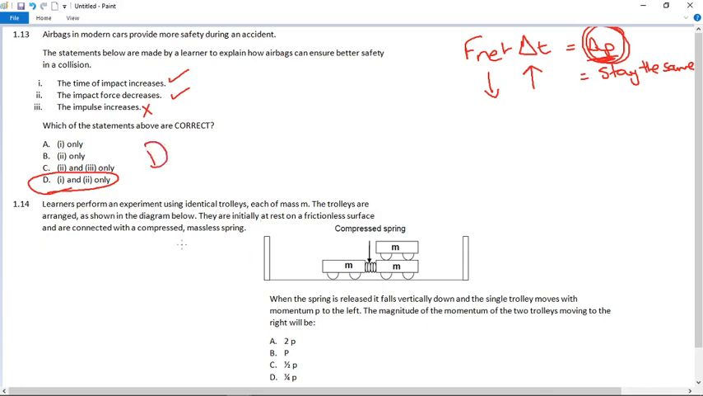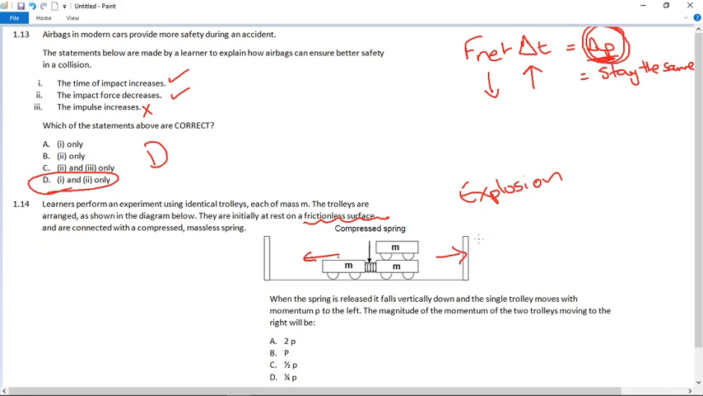Now we've got learners performing an experiment using identical trolleys, each of mass m. The trolleys are arranged as shown in the diagram below. They are initially at rest on a frictionless surface and connected with a compressed massless spring. So this is one of those explosion examples in linear momentum. Since they're on a frictionless surface, we're going to assume linear momentum is conserved. When the spring is released, the single trolley moves to the left, so this trolley is going to move to the right by Newton's third law.